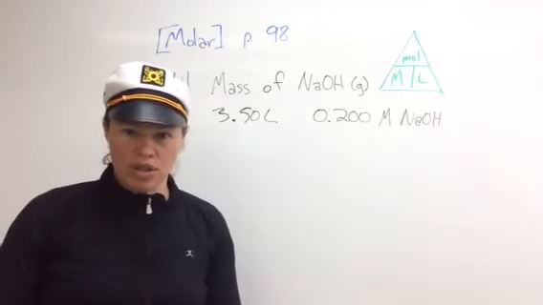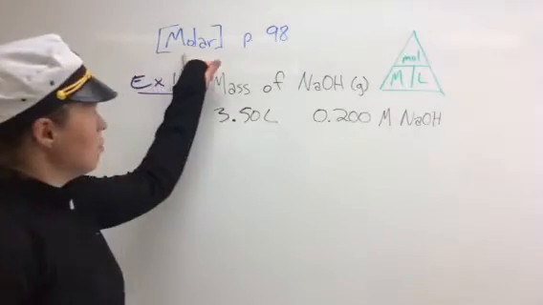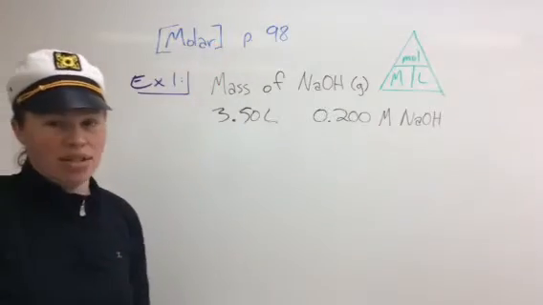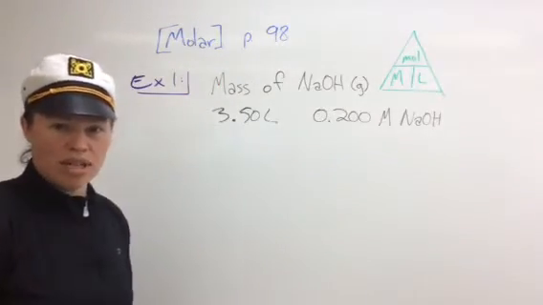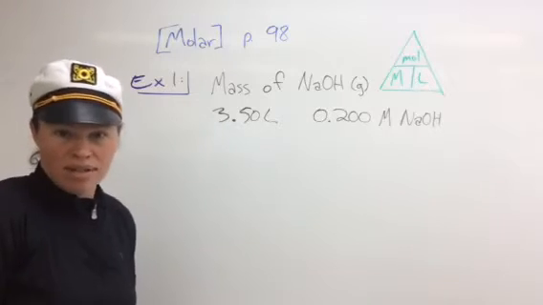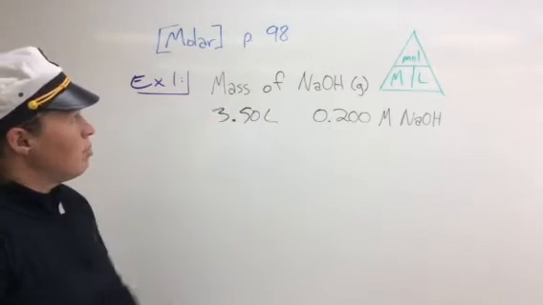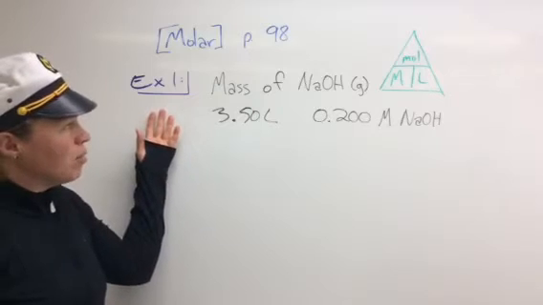So we're dealing with molar concentration, and I wrote molar inside the little square brackets to remind you that that's what it means, molar concentration. The little square brackets mean concentration of whatever's inside them. So we're looking at page 98, and I'm looking at example 1.